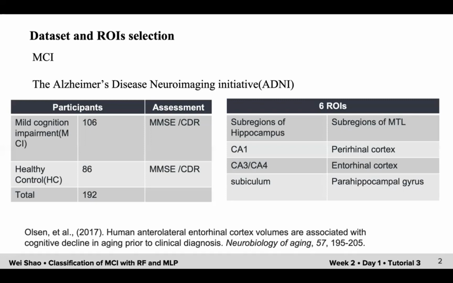In terms of region selection, some research has shown that the hippocampus and the medial temporal lobe play an important role in MCI. Especially, a study published in 2017 indicated a relationship between the subregions of the MTL and MoCA performance. MoCA is another assessment for MCI. So I used 6 ROIs, 3 for the hippocampus and 3 for the MTL. They are CA1, CA3, CA4, subiculum, and the perirhinal cortex, entorhinal cortex, and the parahippocampal gyrus.